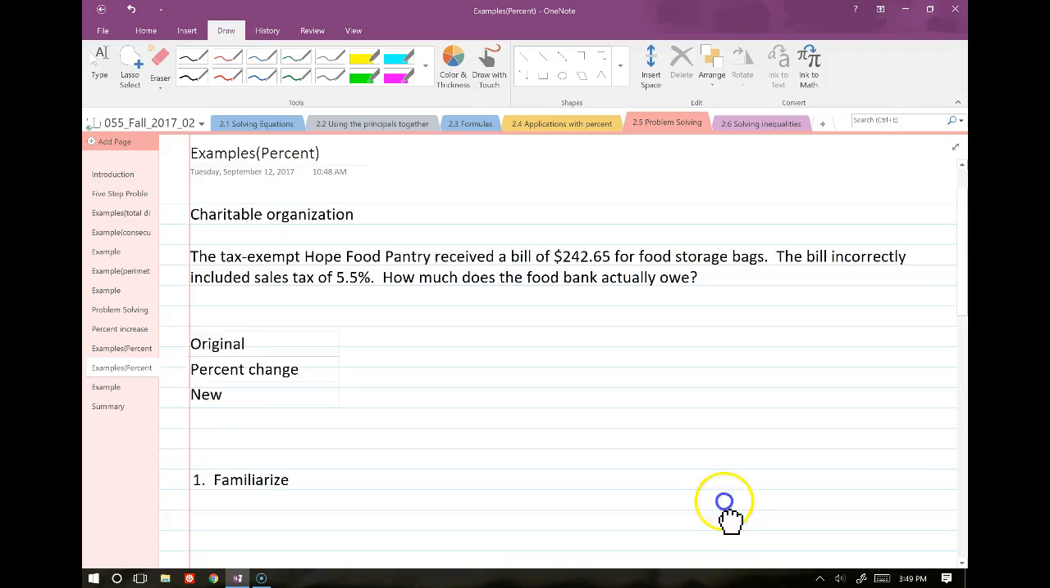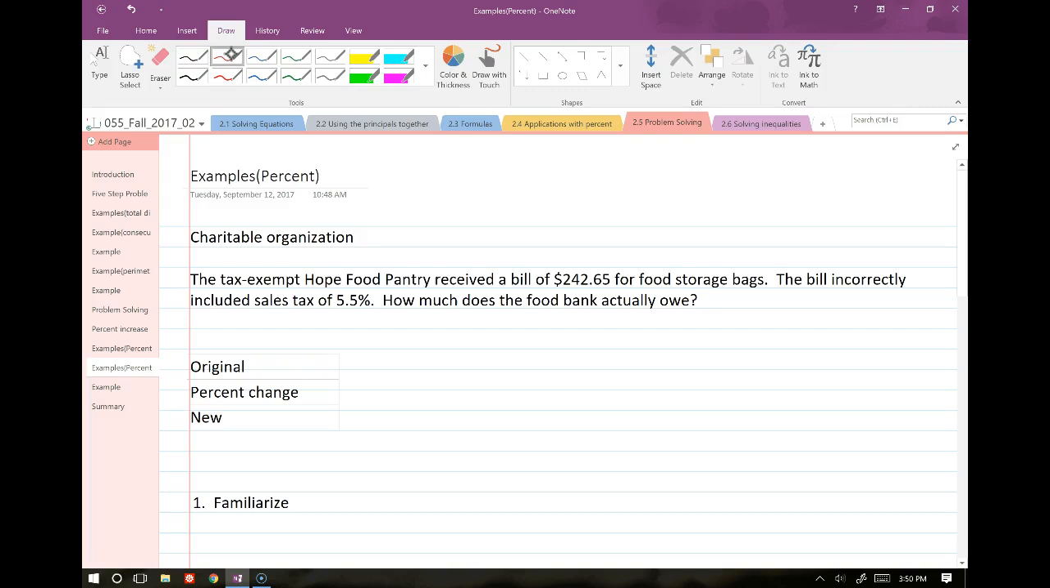So the tax-exempt Hope Food Pantry received a bill of $242.65 for food storage bags. The bill incorrectly included sales tax of 5.5%. How much does the food bank actually owe? Okay. So what we want to do is subtract the tax from the food bank, right? So the original is going to be the original bill, 242.65. The percent change, we want to subtract that, so the percent change is going to be negative 5.5. And the new, we don't know what that is quite yet, so we're going to call that X.